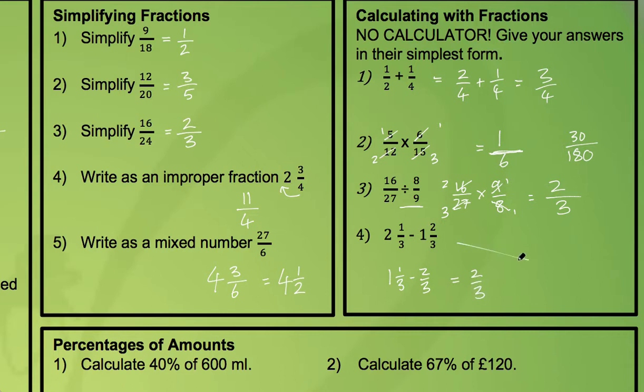Other way to do that would be to turn each one into improper fractions. Some people prefer it this way. 3 times 2 is 6, plus 1, 7/3. Minus 3 times 1 is 3, plus 2, 5/3. And then it's just a case of we've got the same denominator already, so 7 minus 5, 2/3.